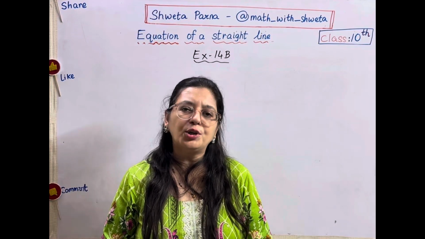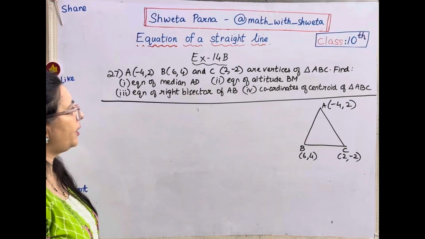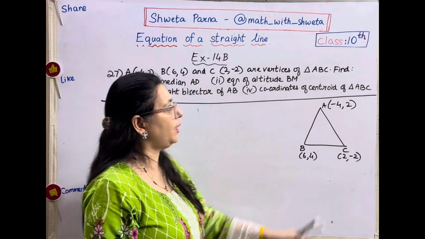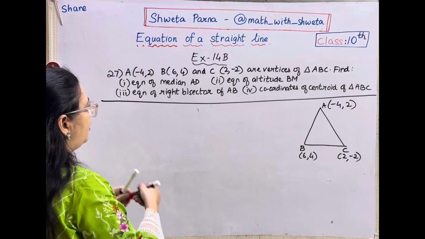Kids, let's continue with exercise 14b. Let's go to question number 27. A, B and C are vertices of triangle ABC. You have to find the equation of median.